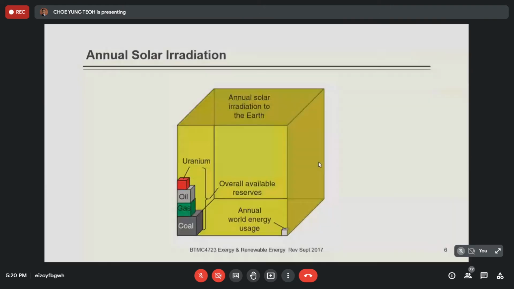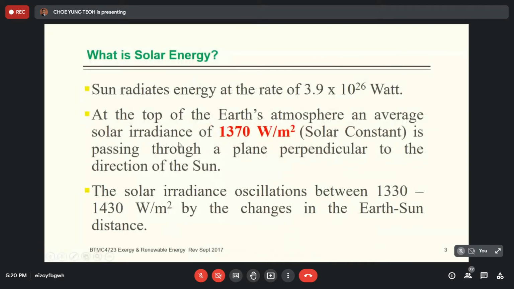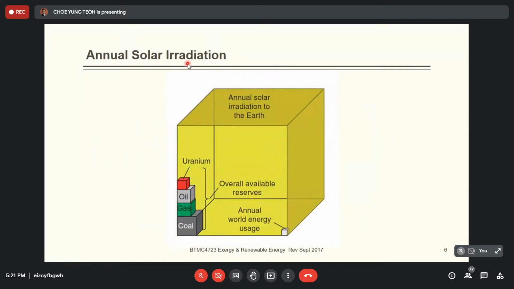Okay, then let's talk about the annual solar irradiation. Keep in mind that we have two terms. One we call solar irradiance. Solar irradiance, the unit should be in watts per square meter. It is the amount of energy you receive per unit area. This one we call solar irradiance. Amount of power is watt. And when you look at this, we call it solar irradiation.